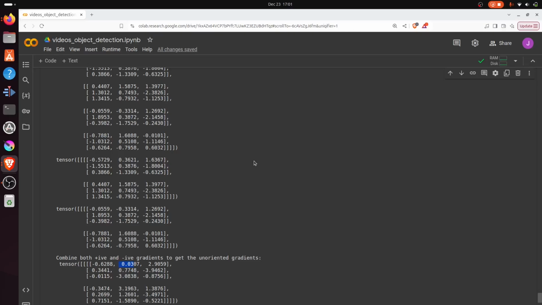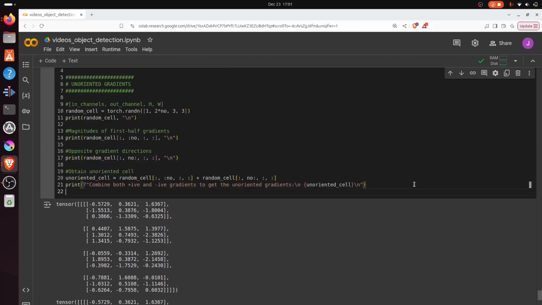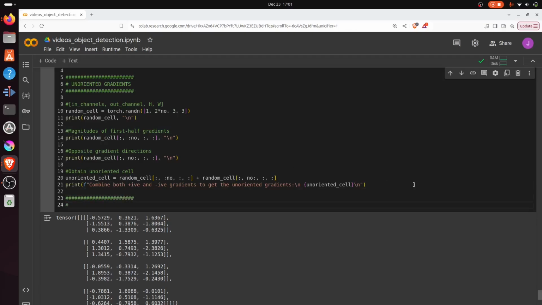Once we have done that, the best thing we can do is to create a way to aggregate this gradient information. In order to do that, we're going to create 2x2 unoriented gradients. All right, so let's do that.